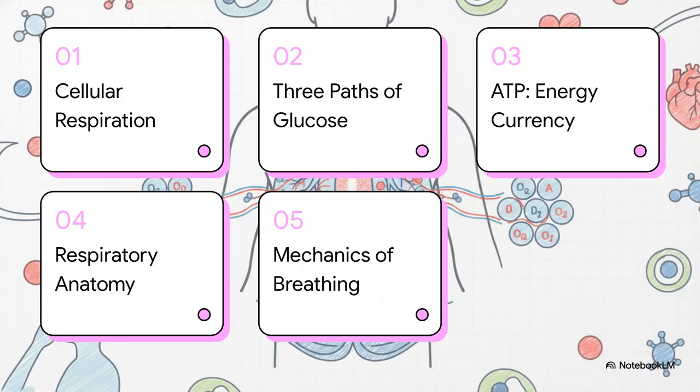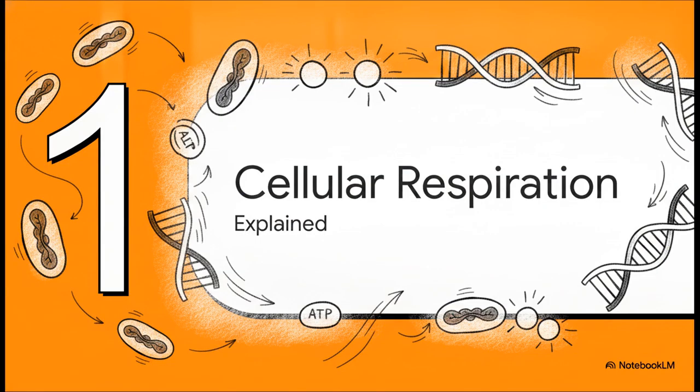Here's our roadmap for today. We're taking a really fun inside-out approach. We'll hit cellular respiration, the three paths of glucose, and ATP, before zooming out to look at our respiratory anatomy and the actual physical mechanics of breathing. Let's get into it. All right, Section 1, Cellular Respiration Explained.